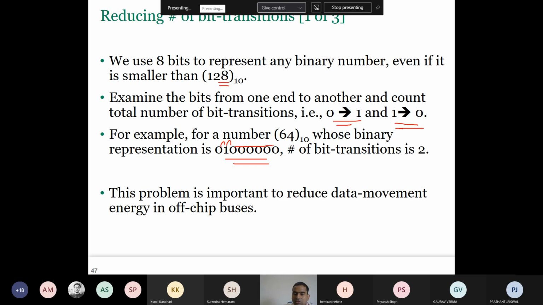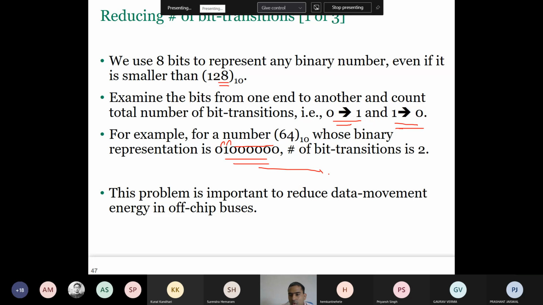Now this problem is important to reduce data movement energy in off-chip buses, because suppose we transmit this data serially. That means one after another, these bits are transitioning. Actually, in these off-chip buses, energy is consumed only when the bit changes from 0 to 1. As long as the previous bit is the same as this bit, there is no energy consumed. That's why we want to reduce the number of bit transitions.